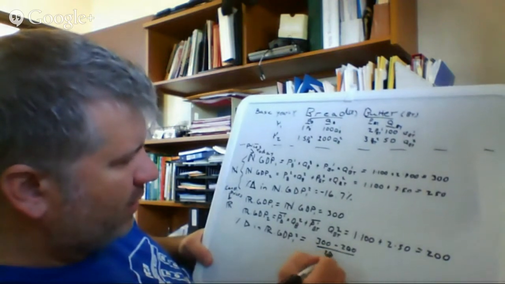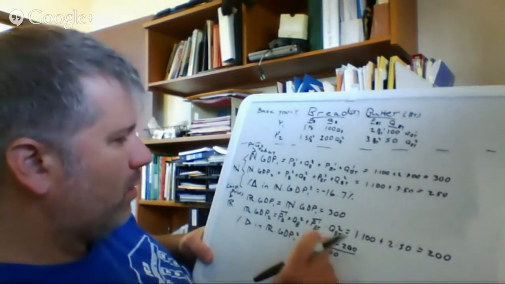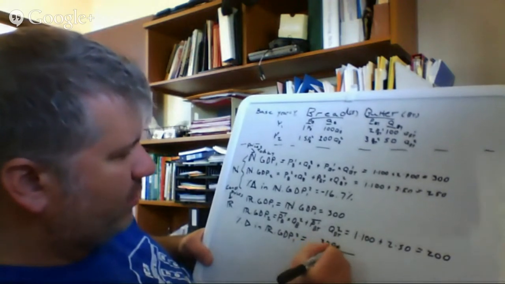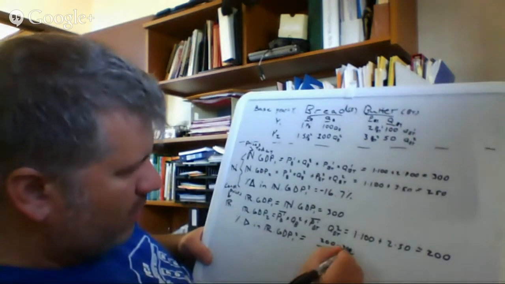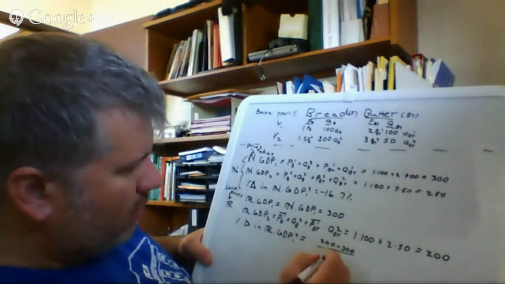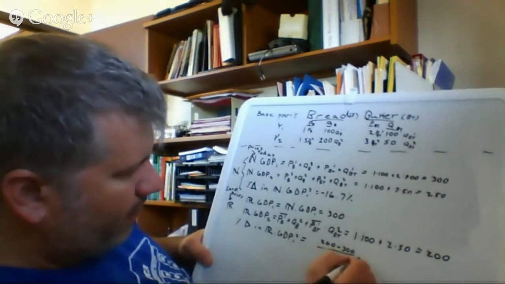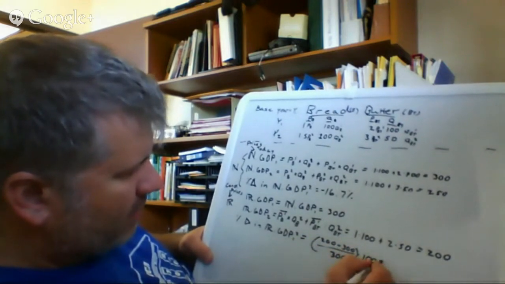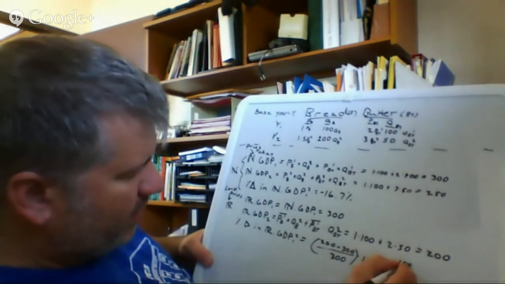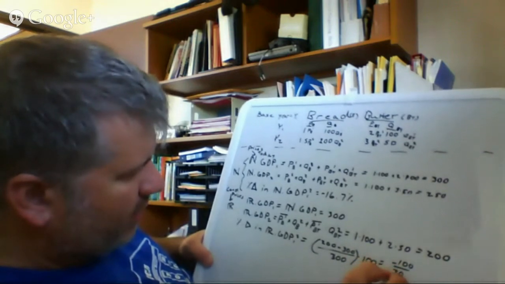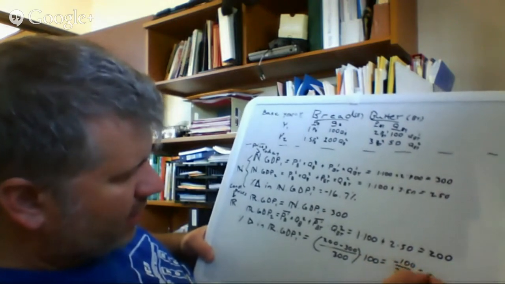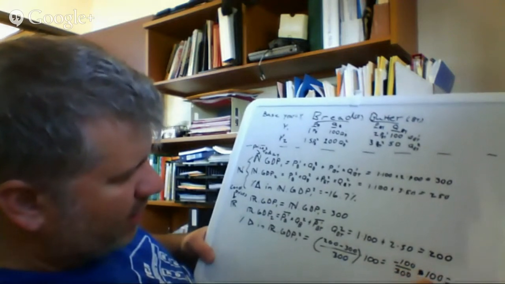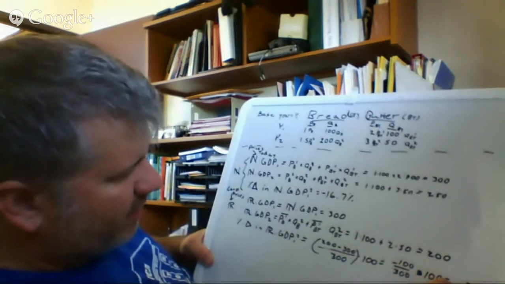over 200. Or, whoop, let's do it the proper way. New minus old over old times 100. And this is going to be negative 100 over 300, which, multiplying times 100, equals negative 33%.